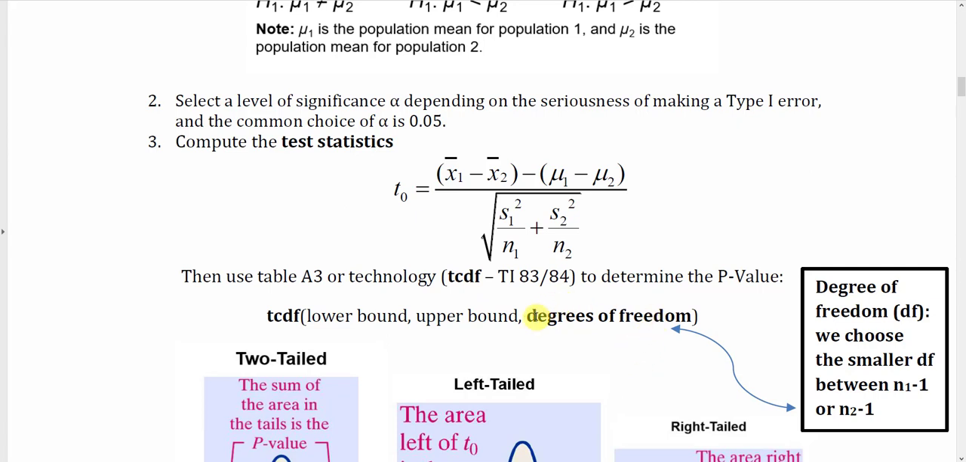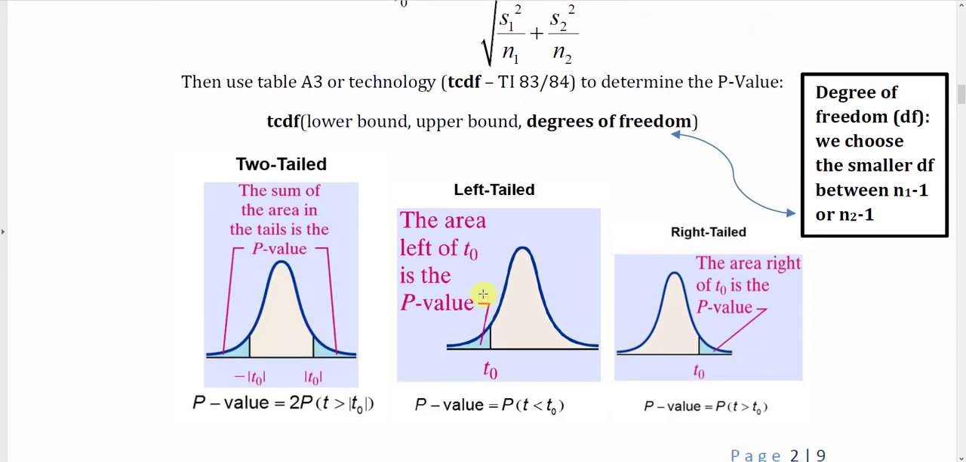Now, we have two samples, sample 1 and sample 2. To find the degree of freedom, we choose the smaller degree of freedom between the two samples. So the degree of freedom of sample 1 is n1 minus 1. The degree of freedom of sample 2 is n2 minus 1. Remember, it's just the sample size subtract 1. Now, to find the degree of freedom, we pick between the two of them, pick the smaller value. Okay, so for the two tails, this is the test statistic.